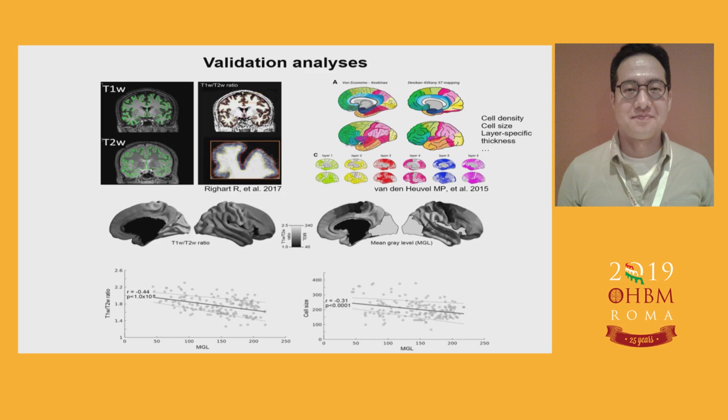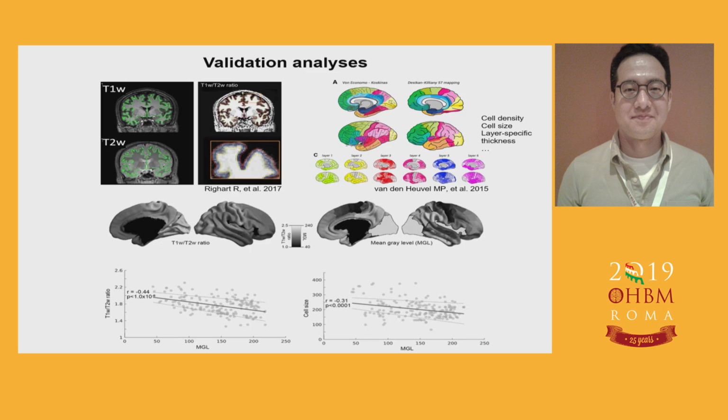Some other validation analysis we are doing now is, the first one, as you see on the left side, using the in vivo surrogate marker for myelination, which is T1-weighted and T2-weighted images, to calculate this degree of myelination. We took 20 healthy adults in the Human Connectome Project, and directly correlated this mean gray level index with the T1/T2 ratio. And as you see, it shows a strong, robust negative correlation.